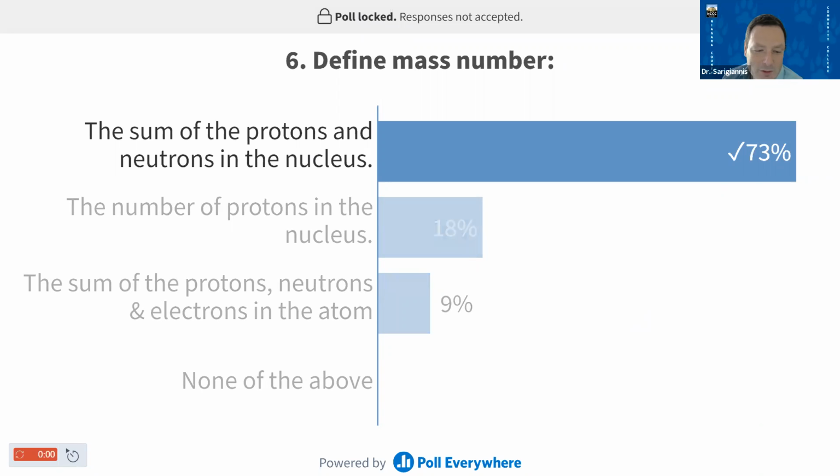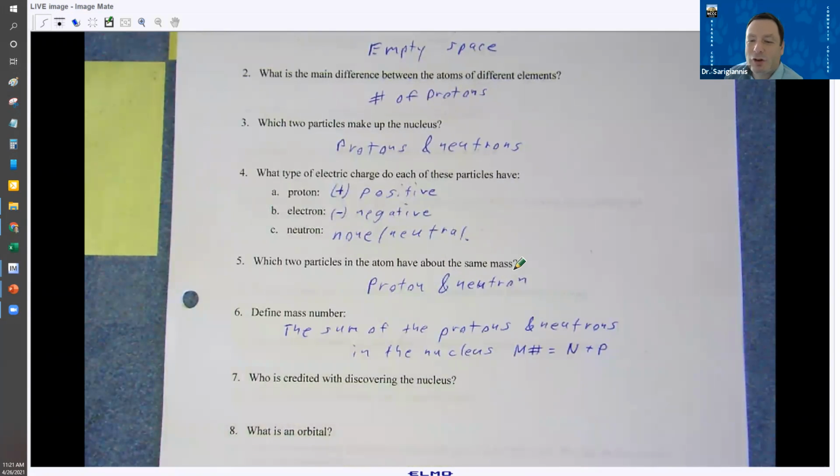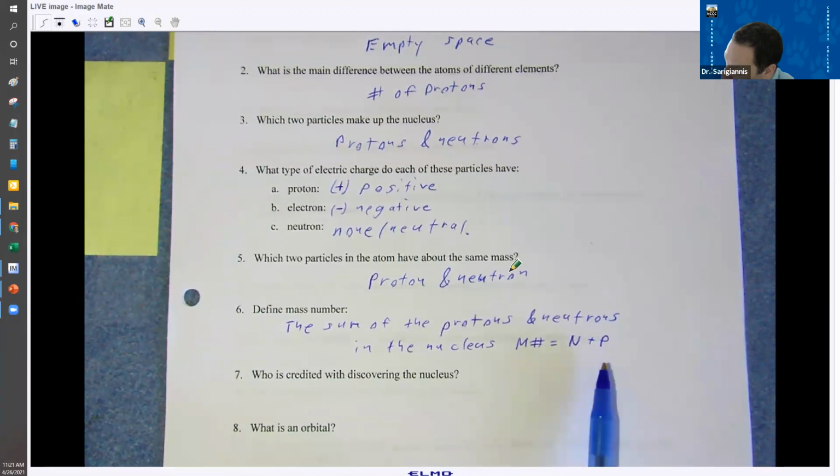Let me switch to the document camera here. I need to put this in a different spot. How do I do that? There it is. All right. Sum of the protons and neutrons in the nucleus. I put the mass number equals neutrons plus protons. You're going to need to know that for your test, right? Remember the mass number is the number of neutrons plus protons. I wrote it backwards here.